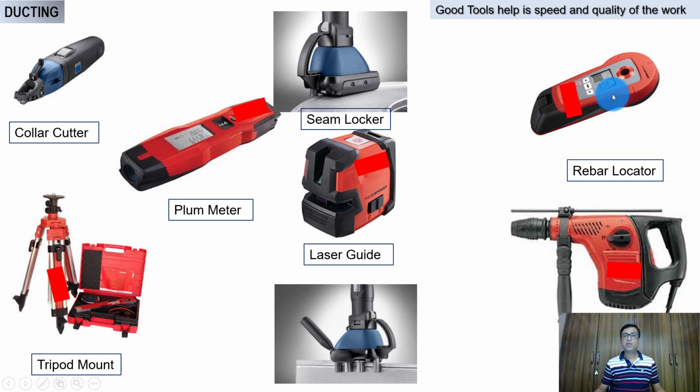Rebar locator: most of the time, when drilling into slabs, we find there are rebars, so we have to adjust. Again, we have to go and adjust. It is a trial and error method. A rebar locator can give you the location of the rebar so that you avoid drilling and save time. Power drill, this is a wireless drill, very efficient.